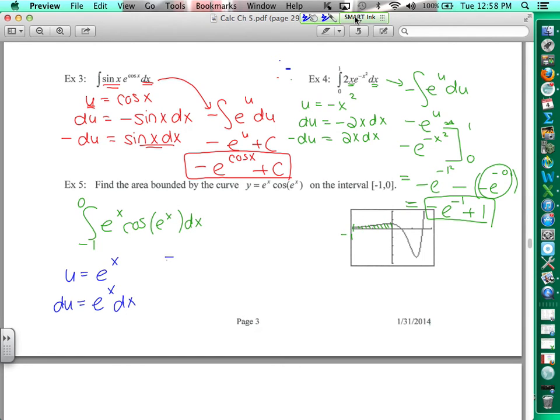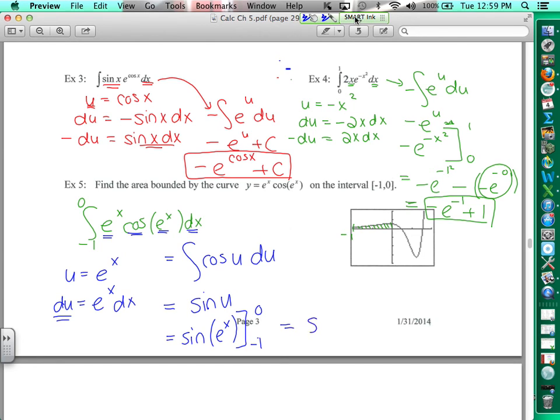What that does is that lets me rewrite this cosine of e to the x as cosine of u. And then the e to the x and the dx in the beginning and the end I can rewrite as just du. So now I have something I can actually integrate. If you integrate cosine, you get sine. Take out u and replace it with e to the x. And then I'm going to plug in my bounds from -1 to 0. So I have sine of e to the 0 minus sine of e to the -1.